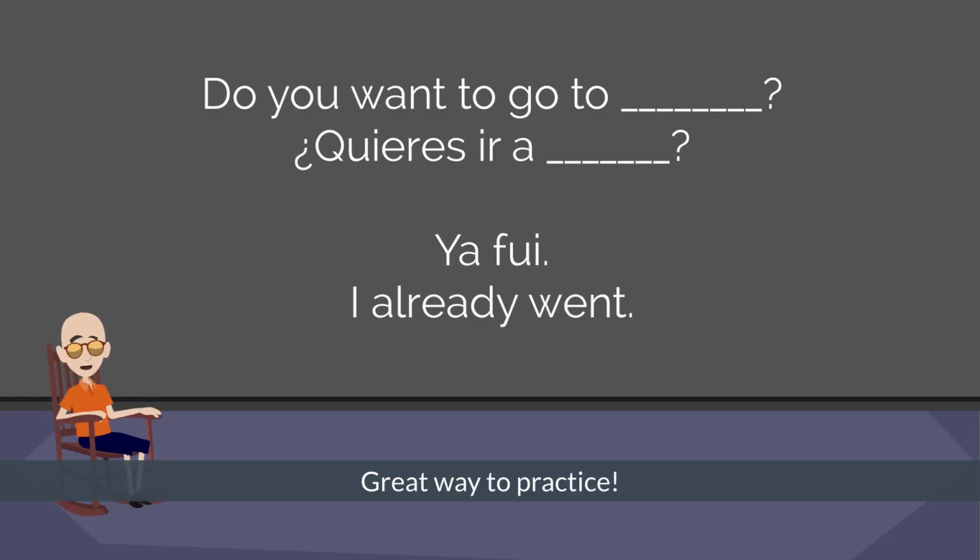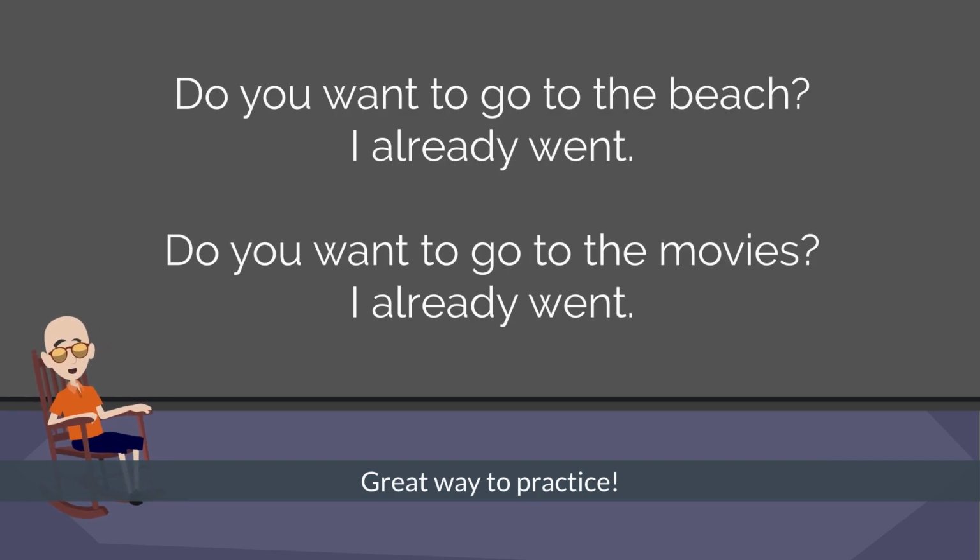In these lessons, I haven't given you long lists of vocabulary words as far as locations to go to because I don't know where you want to go. You can look that up. But here's a useful way to practice the words you look up. You can get in the habit of making a question. Do you want to go to blank? And then answering, ya fui. I already went. Here's an example of what I mean. Do you want to go to the beach? I already went. Do you want to go to the movies? I already went.